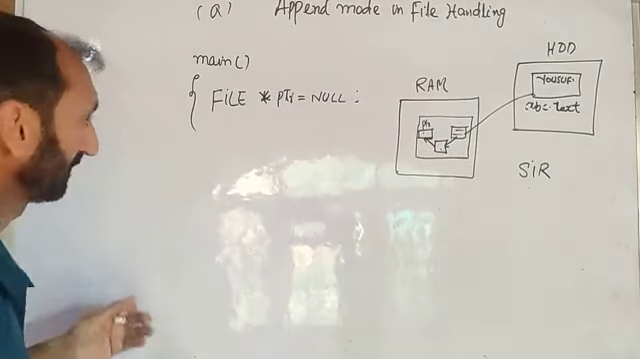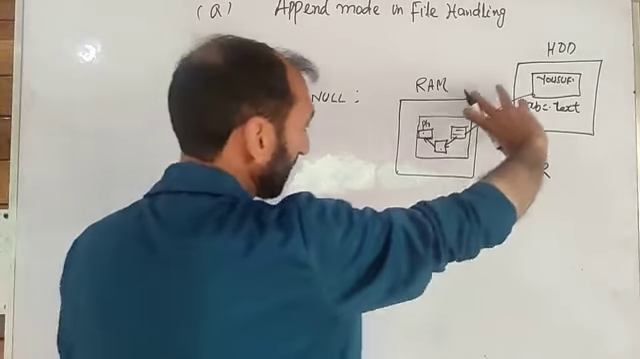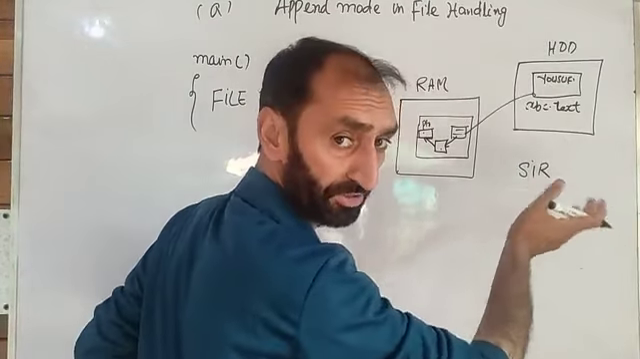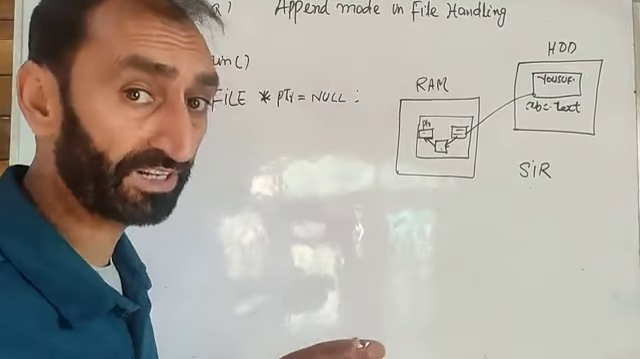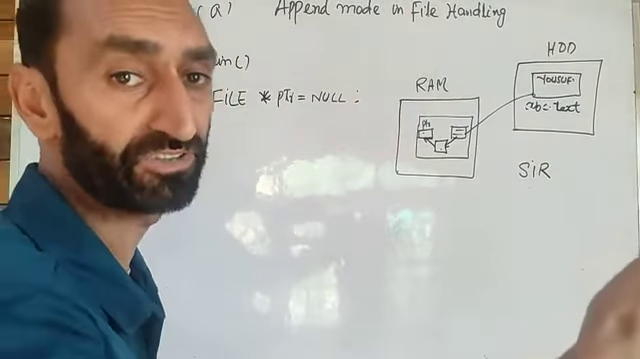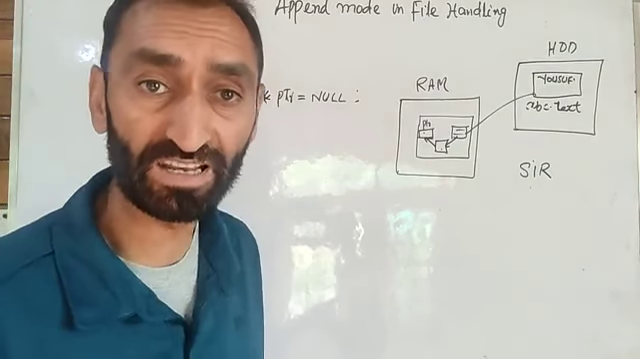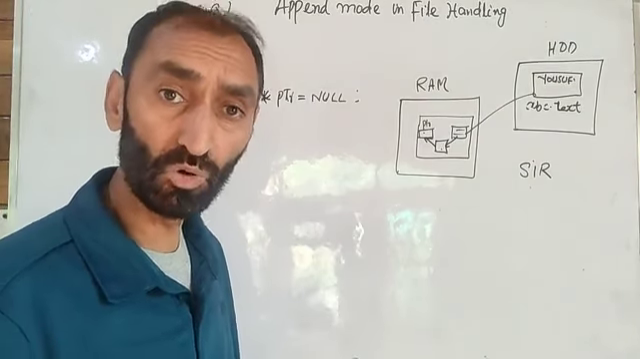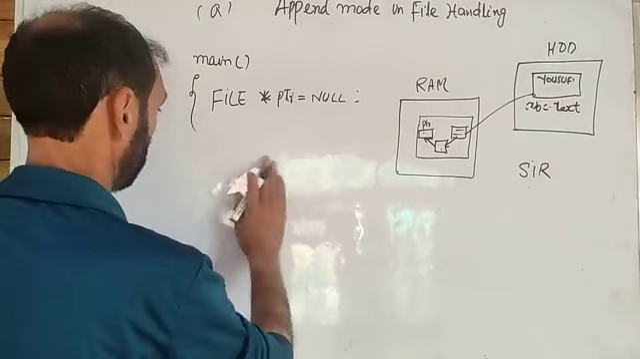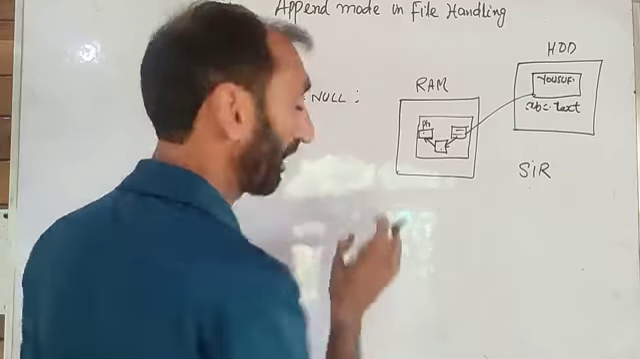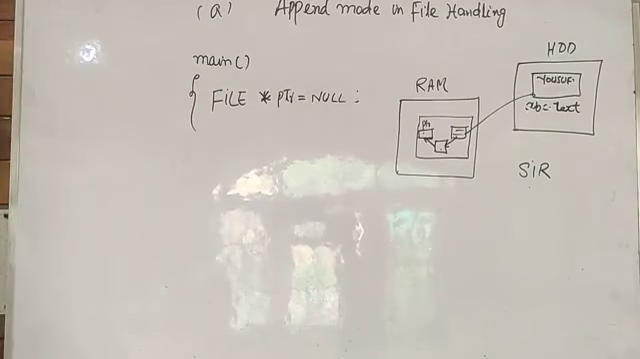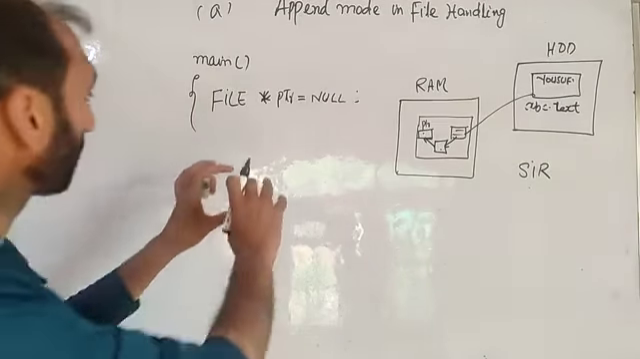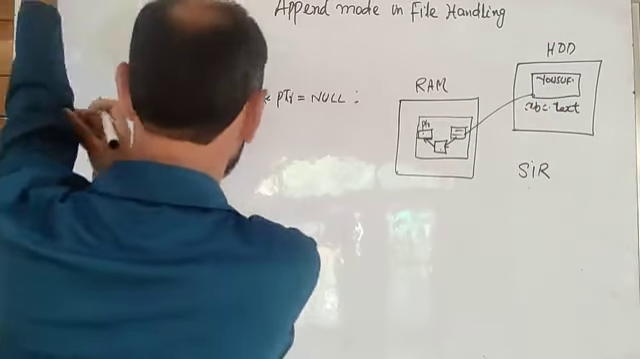After that, I will check if the file already exists or not. First, we have to check if the file already exists. Then we can append the contents there. If not, then we have to create the file. We already know we have to open this file.